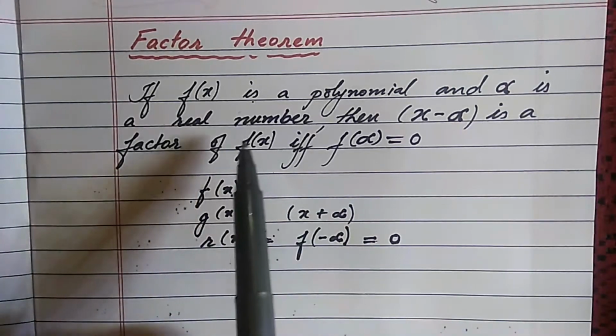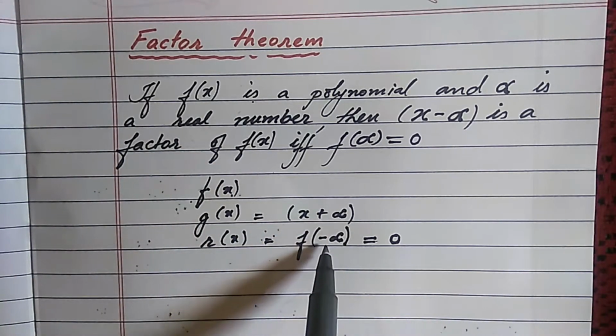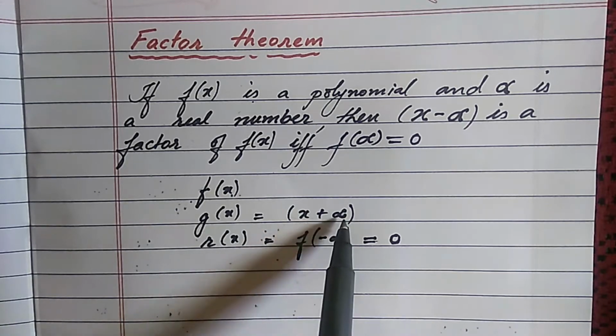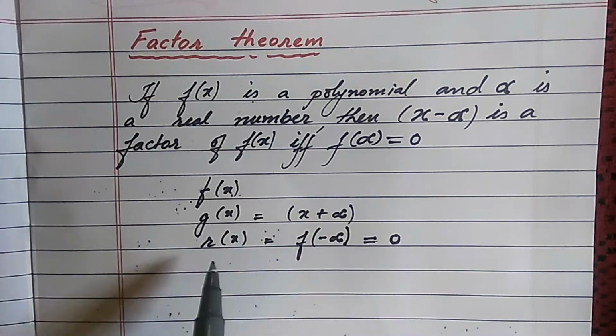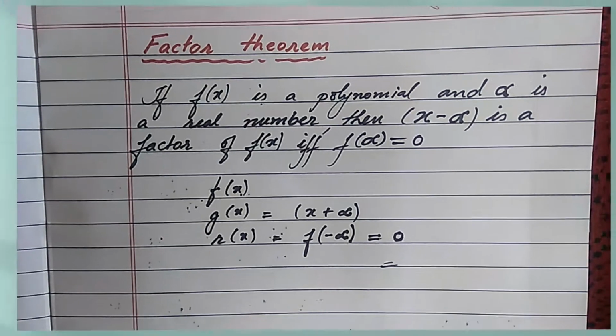Remember, we follow the same remainder theorem. If there is plus alpha, then we put minus alpha, and if there is minus alpha, then we put plus alpha to get the remainder. This is the factor theorem. Now let us try and understand this by doing some problems.